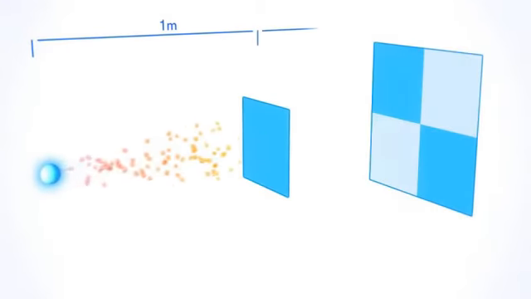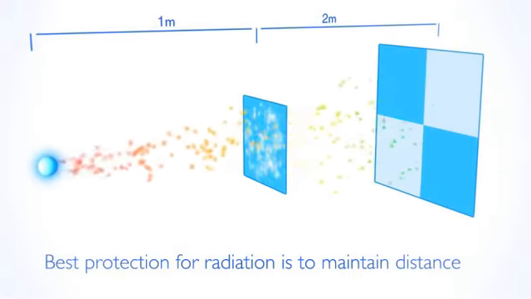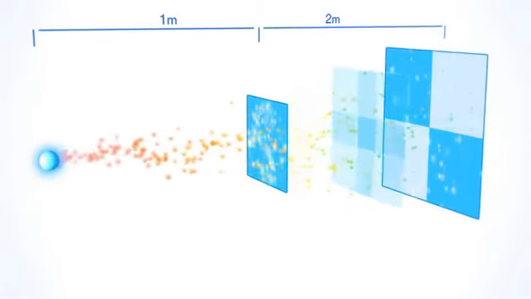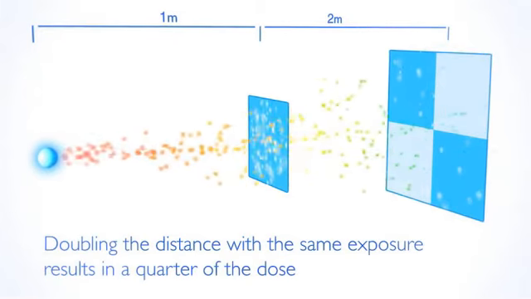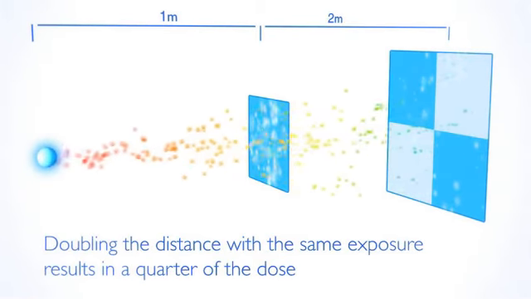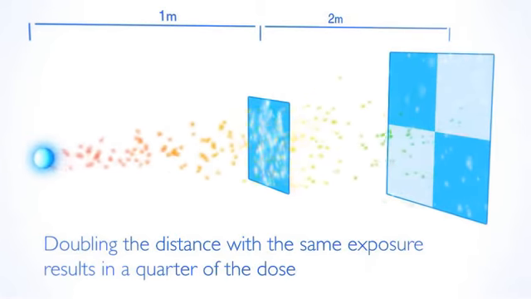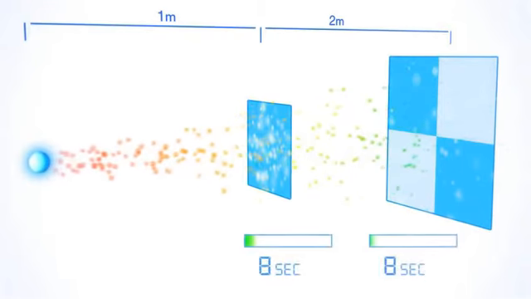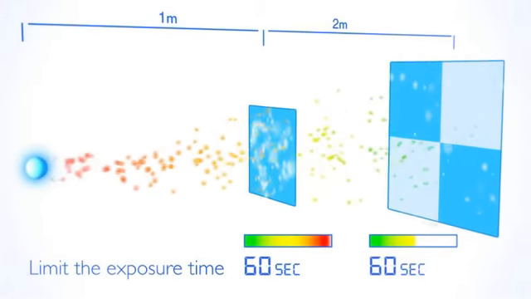The best protection from radiation is to maintain a distance as far away as possible from the source. The intensity of radiation is inversely proportional to the square of the distance. For example, by doubling the distance between the staff and the source of radiation from 1 to 2 meters, the dose rate decreases to a quarter of the original amount. The overall dose received is a result of the dose rate and the exposure time.